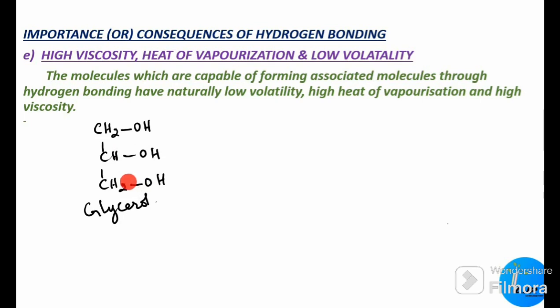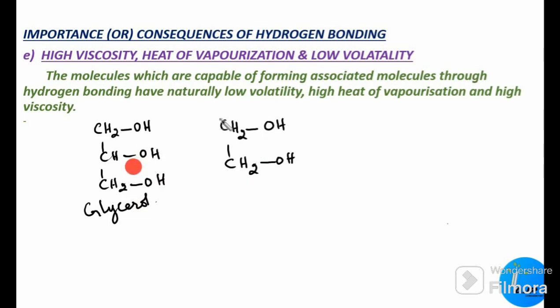This is more viscous due to the presence of three OH groups. This can form a number of hydrogen bonds per molecule. But when you take the next one, that is a glycol, ethylene glycol, CH2OH, CH2OH, here we have only two OH groups. So automatically the number of hydrogen bonds will be lesser when compared to glycerol. So this is less viscous, whereas this glycerol is more viscous.